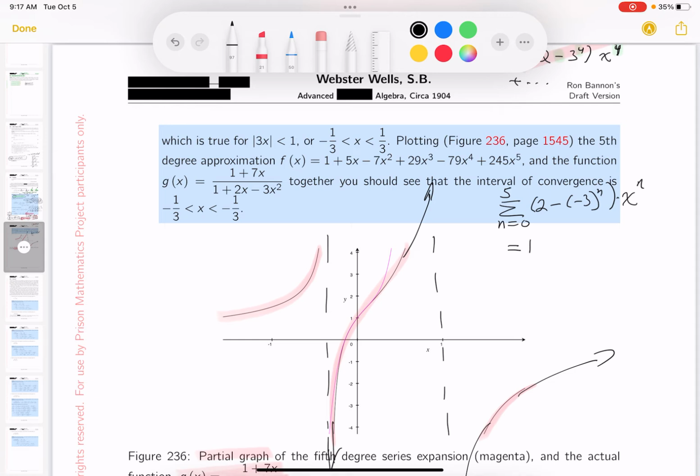What do you get for the next term? I've got to be careful here. The next one is n equals 1, so you get 2 minus 3, which is minus 1... actually 2 minus a minus 3, which is 5, x to the first power. The next one is n equals 2. What are you going to get? 2 minus 9, that's minus 7, x squared. All right, let me keep going.